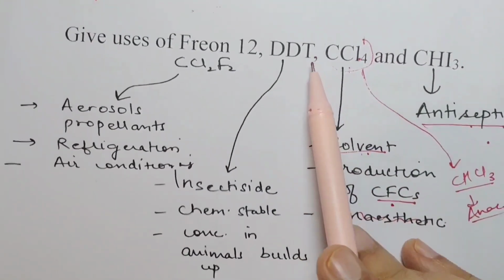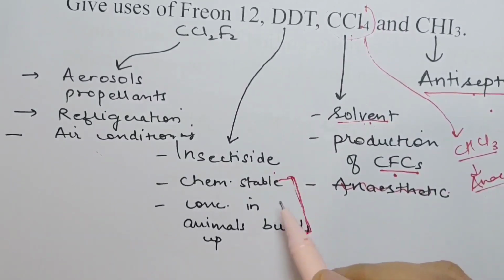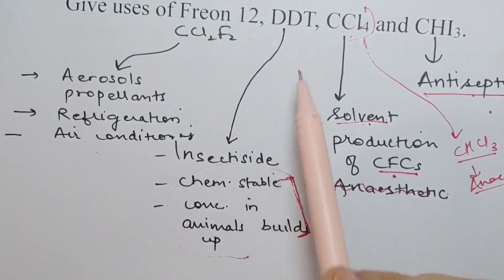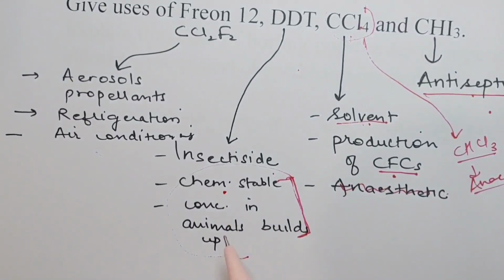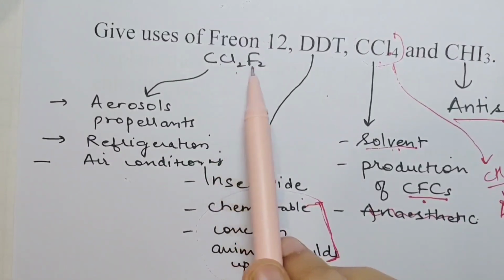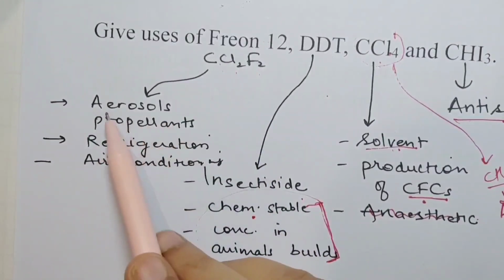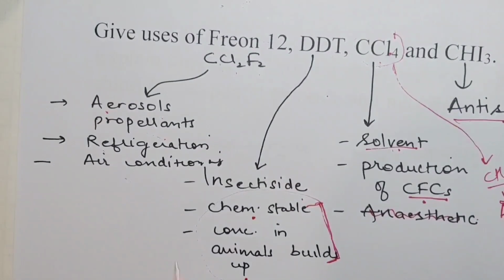Then we have DDT. DDT is an insecticide. Now these two are not uses of DDT, but it's important that you know that DDT is chemically very stable. And if it enters into the food chain, its concentration in animals builds up. This is called biomagnification. Next, Freon 12. Freon 12 is dichlorodifluoromethane. It's used in aerosol propellants. It is also, as actually all chlorofluorocarbons are, used as coolants in refrigeration and in air conditioners.